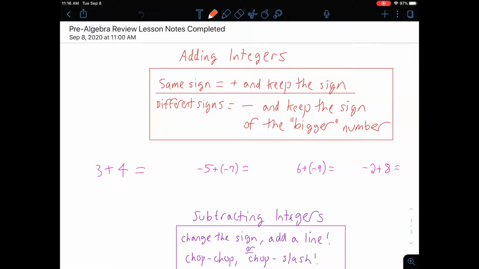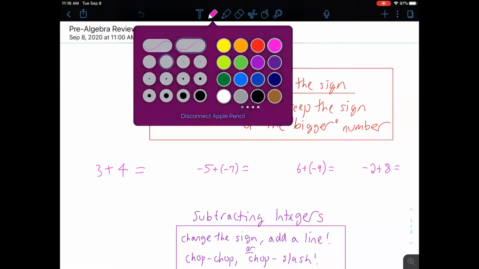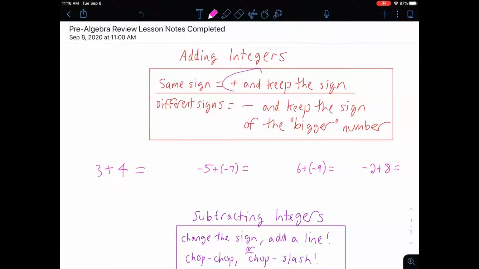So the first thing on the pre-algebra review was adding integers, and for adding integers, if they have the same sign, you're going to add them up and keep the sign, okay? If they have different signs, you're going to subtract, and you're going to keep the sign of the bigger number. And the bigger number is in quotations because, between like 2 and -8, 2 is bigger because it's farther right on the number line, but 8 is the bigger number absolute value-wise. It's like the bigger quantity, like 2 versus 8, okay? So don't look at the signs when you're looking at the bigger number for this, okay?